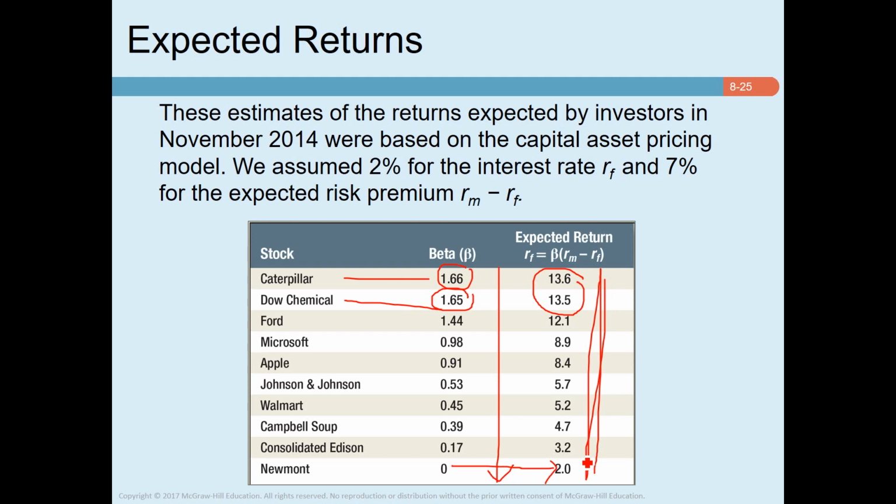So what we have learned is that the security market line indicates the risk-return relationship, and it is derived from the capital asset pricing model. So that's the end of our discussion for this week.